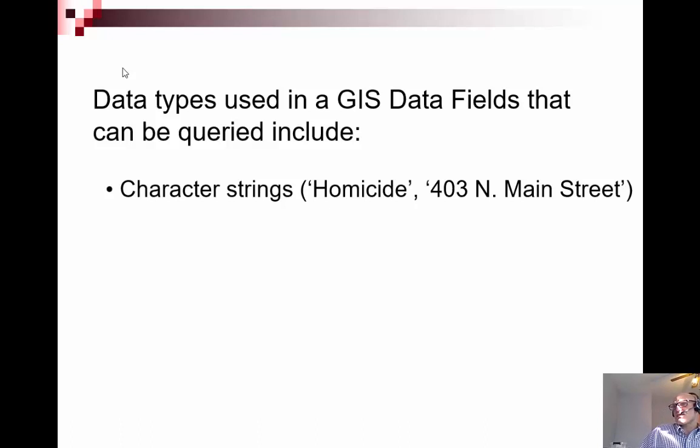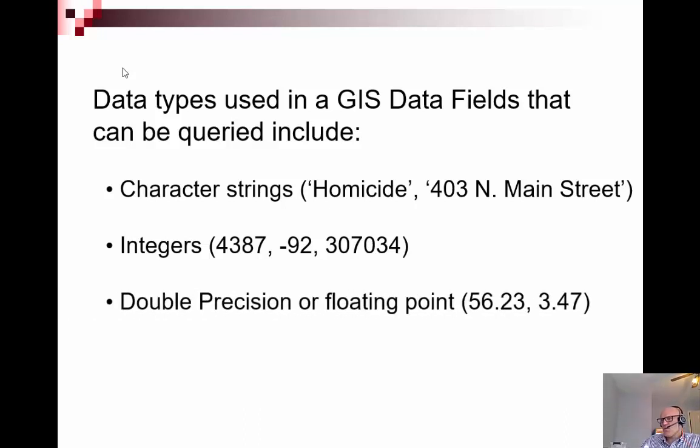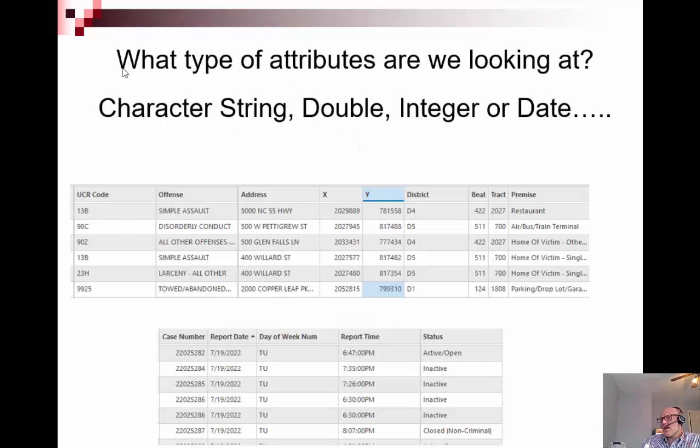Now, there are different data types that we can have. Things like character strings. It might be an address or the word homicide or a drop-down list that we can utilize. There might be integers like 4,387, -92, 307,000. So looking at double precision or floating points, so numbers that have decimal points. Integers do not have decimal points. Floating points do have decimal points. Or something like dates.